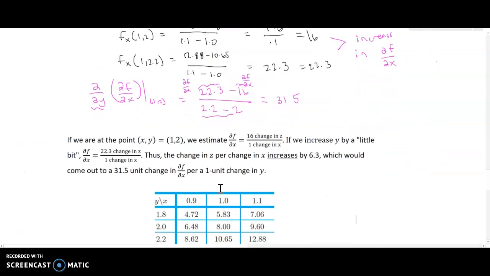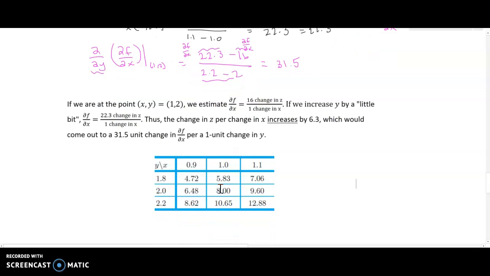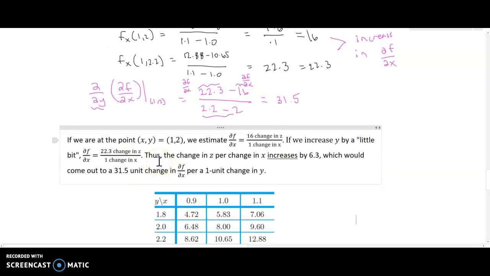And now we want to show that the answer we get is going to be the same if we had first calculated df/dy and then looked at how that df/dy changes if we increase x by a little bit. So we can interpret this as follows.